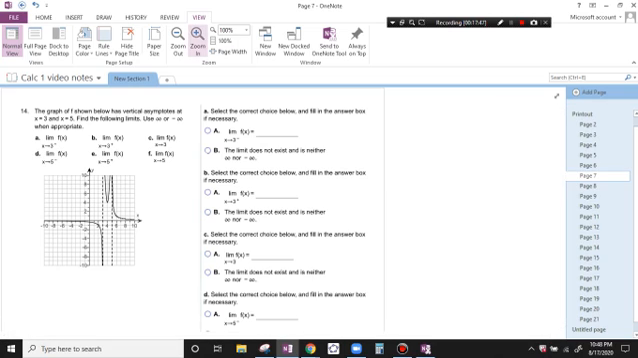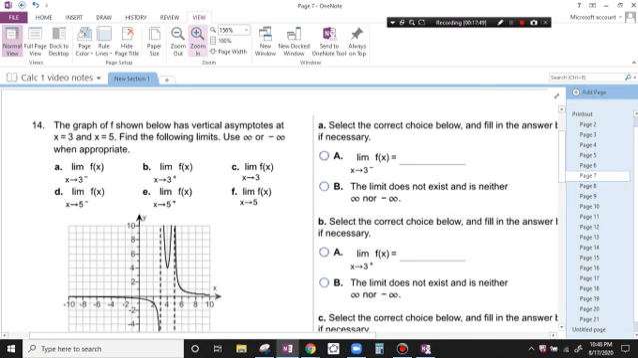We'll look at some other graphs. All right, the graph of the function below has vertical asymptotes at x equals 3, here it is here, and x equals 5. Find the following limits. Use infinity or negative infinity when appropriate.